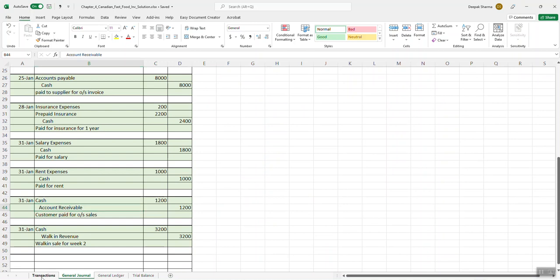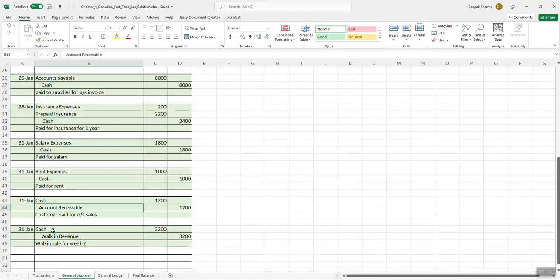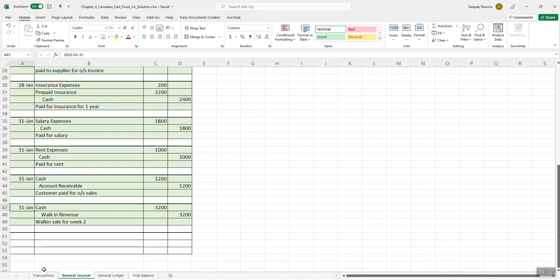Next transaction we have is you made a sale of 3,200 for the second week and received all the money in cash. So again, we receive cash, cash increase, debit cash. Now, what is the other account? What are you receiving the money for? For the sales that you did. So that is your walk-in revenue, and revenue increase is a credit. So the journal entry will be, you list the debit account first, debit cash, and credit walk-in revenue for 3,200. So that's how you will complete all the transactions.